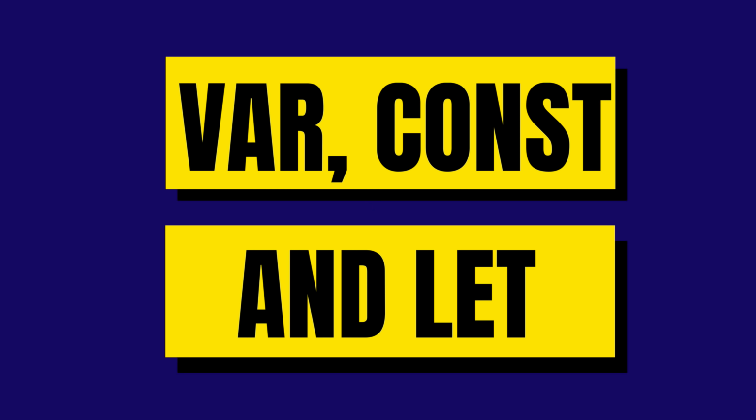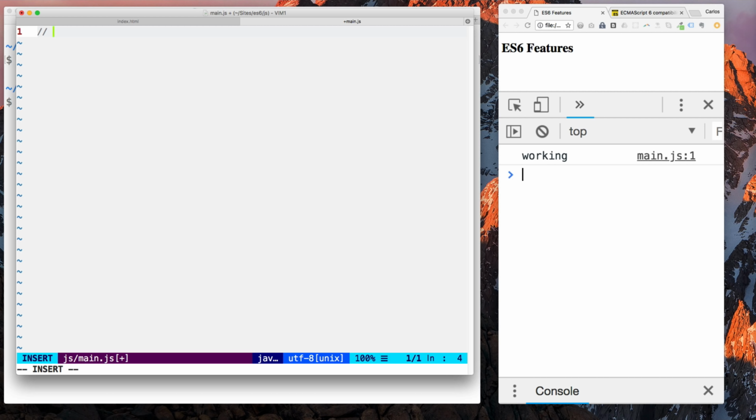So the first thing I want to show you here is the variables, the new way to declare variables: var, const, and let. Before ES6, we only had one way to declare variables in JavaScript. That was using the var keyword. And I will try to show you some of the differences between var and const and let.